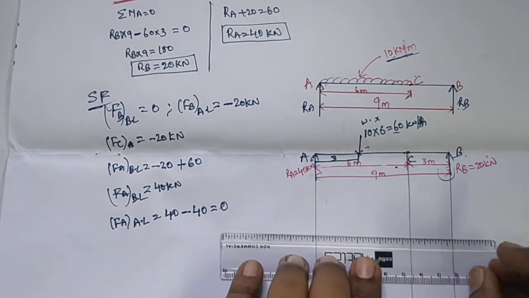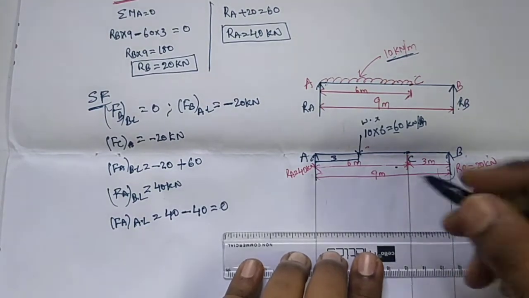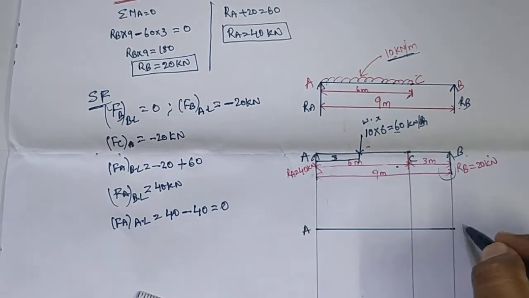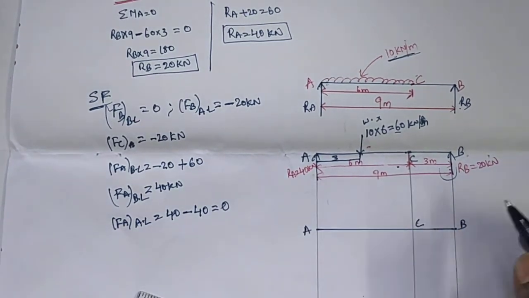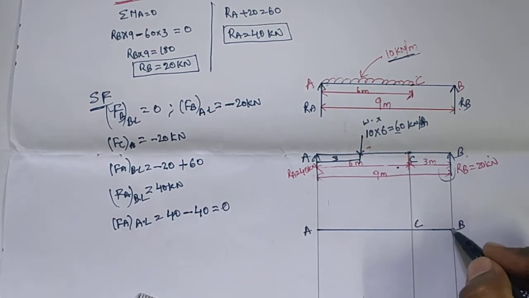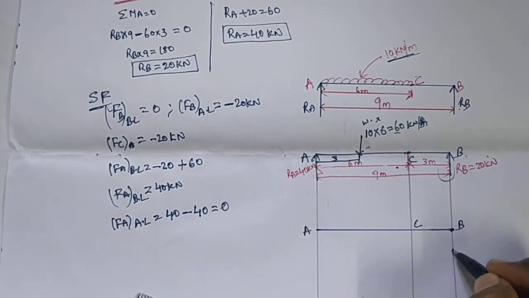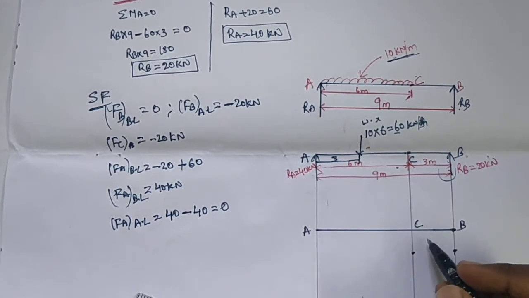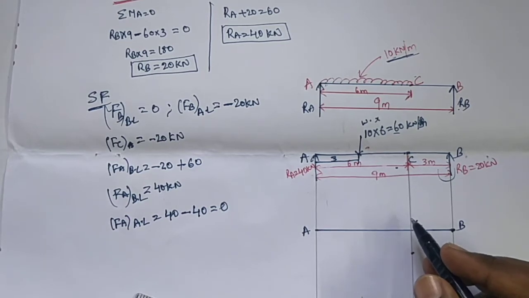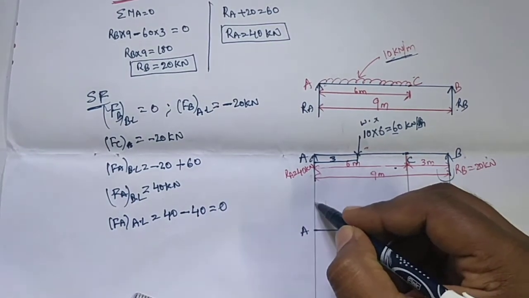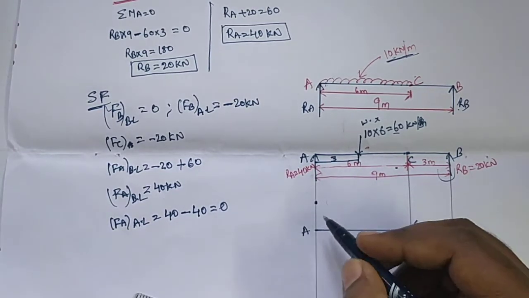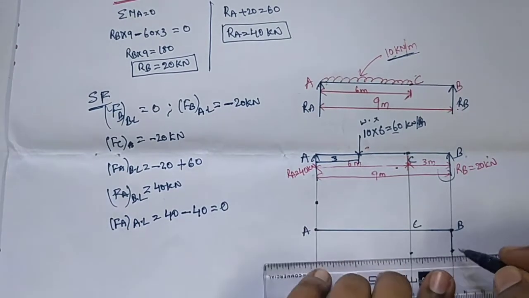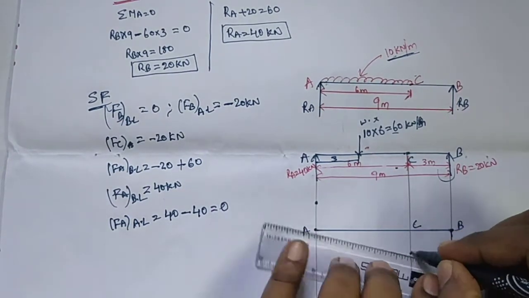shear force diagram. First draw the baseline, and give the notation A, B, C. Okay, shear force at point B before load is 0, after load minus 20. Shear force at point C is minus 20. Shear force at point A before load is 40, after load is 0. Okay, like this we need to draw the shear force diagram.